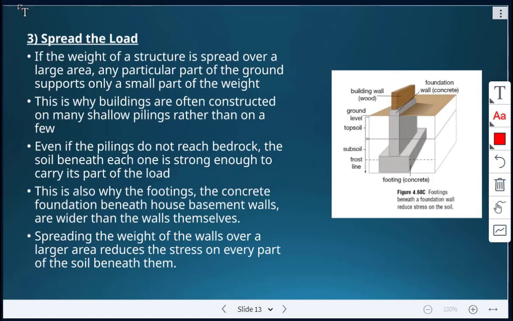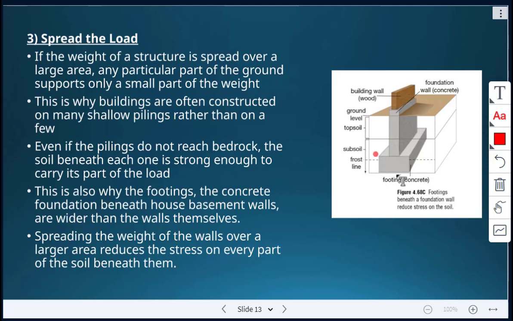Thirdly, we can spread the load. If the weight of a structure is spread over a large area, any particular part of the ground supports only a small part of the weight. So often buildings are constructed on many shallow pilings rather than on a few. Even if the pilings don't reach bedrock, the soil beneath each one is strong enough to carry its part of the load. This is why footings, the concrete foundation beneath house basement walls, are wider than the walls themselves. Spreading the weight of the walls over a large area reduces the stress on every part of the soil beneath them.